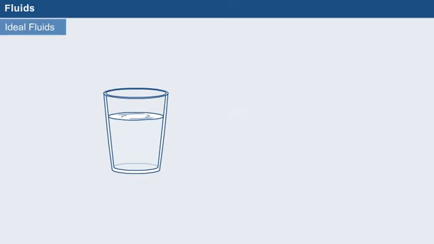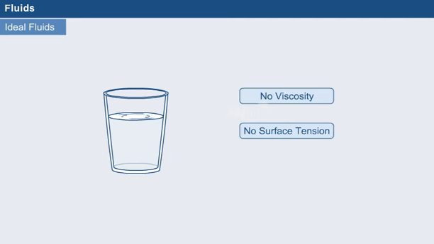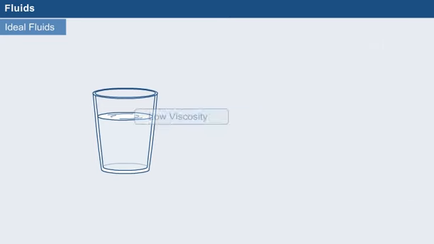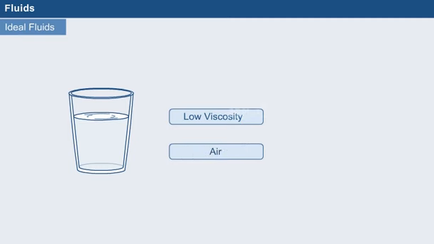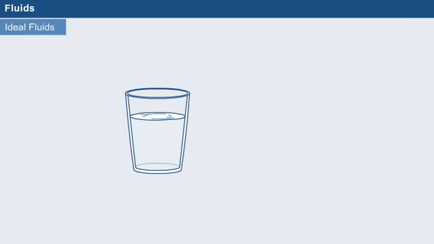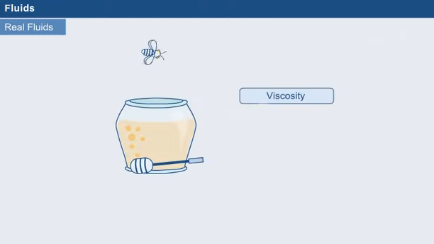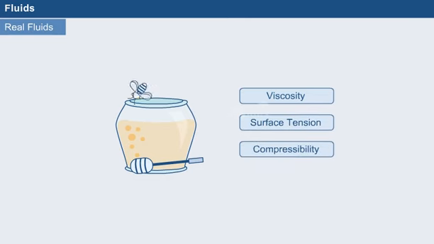Ideal fluids are those which have no viscosity, no surface tension, and are incompressible. In general, an ideal fluid does not exist in nature. However, the fluids with a low viscosity and air are considered as ideal fluids for theoretical analysis of the fluid motion. These considerations play a supportive role in simplifying the mathematical analysis. The fluids which have viscosity, surface tension, compressibility, and density are called real fluids. Thus, we can say that all fluids available in nature are real fluids.